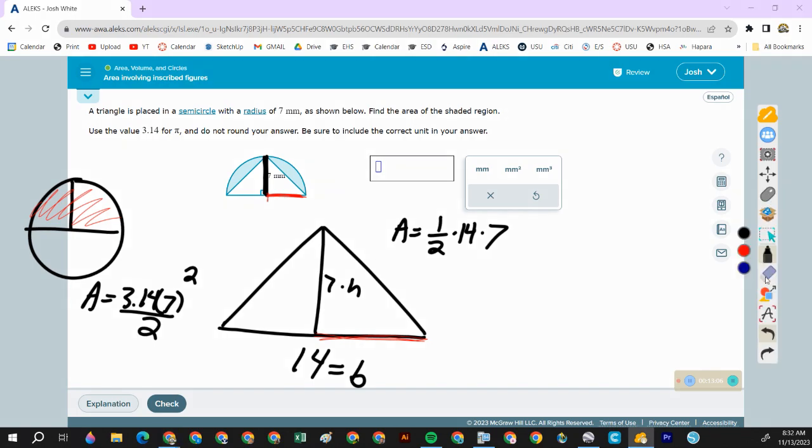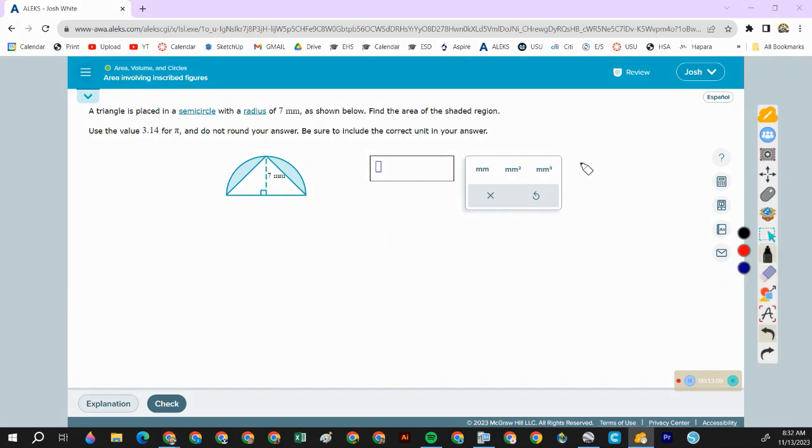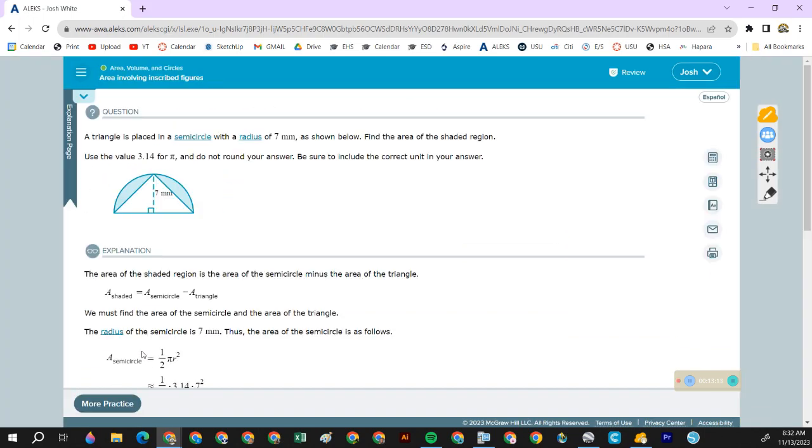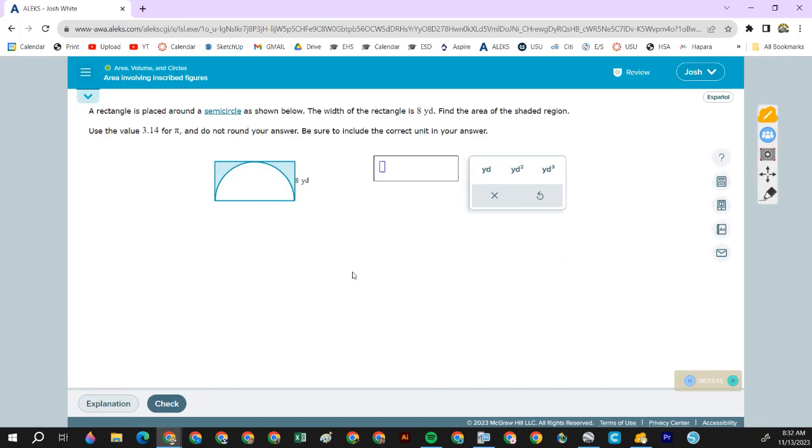Okay, let's do another one. Here we have a rectangle with a semicircle on the inside, and I want this shaded area. So if that is 8, then this is also 8, which means it's a radius, which means this is also 8, which means this is going to be 16.